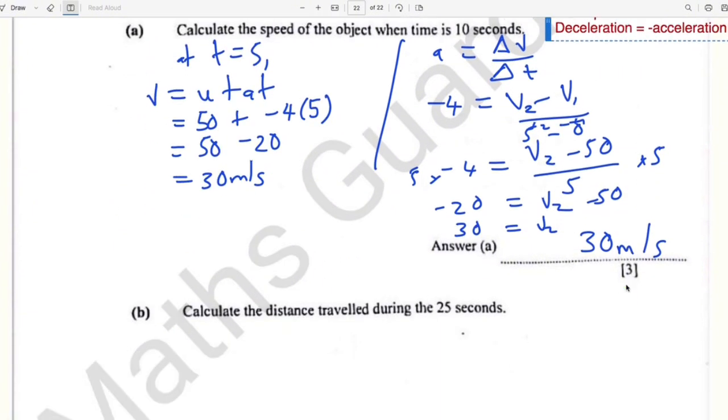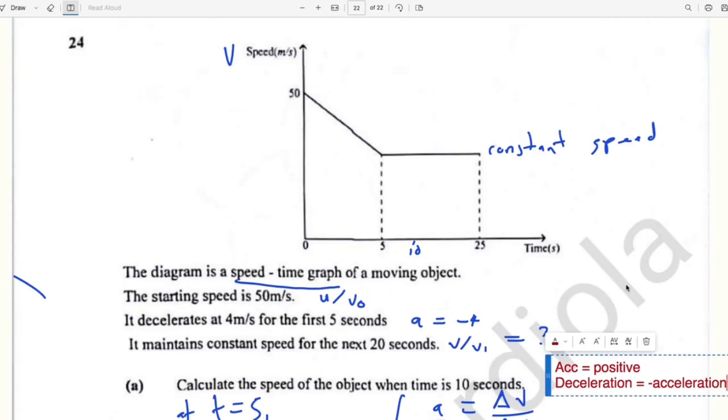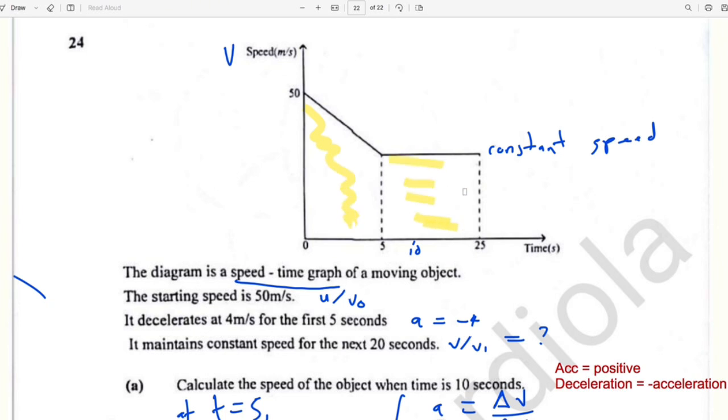Right, so let's move on to the last part. We are supposed to calculate the total distance moved. So to calculate the total distance moved, we need to find the area under the graph. To find the area under the graph, we can divide the shape into different shapes. We can divide it into a trapezium and a rectangle if we want, and then use the formula for calculating area of a trapezium and area of a rectangle. Or we can divide it into a rectangle and a triangle. Since we've already determined that this point of constant speed is equals to 30.